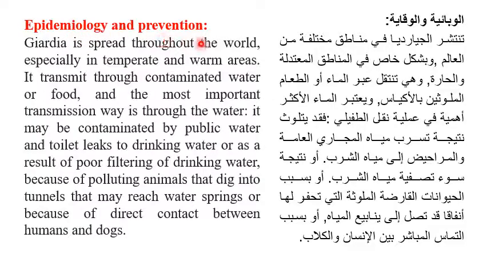Epidemiology and prevention. Giardia is spread throughout the world, especially in temperate and warm areas. It transmits through contaminated water or food, and the most important transmission way is through the water.